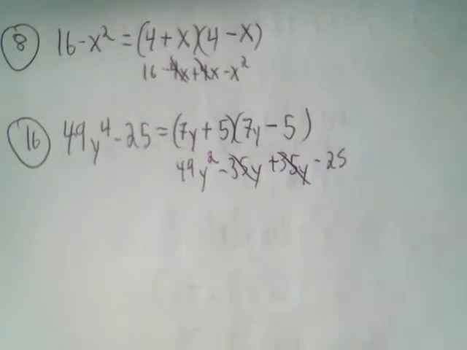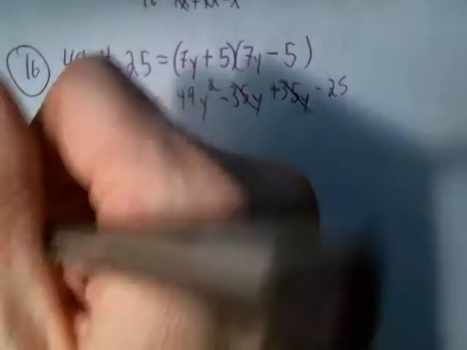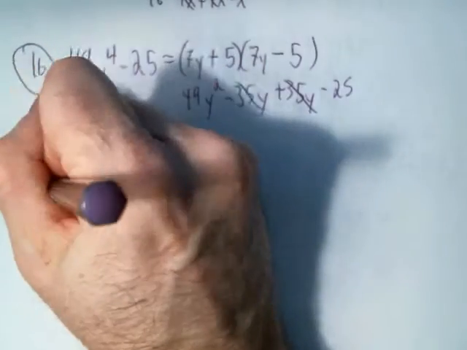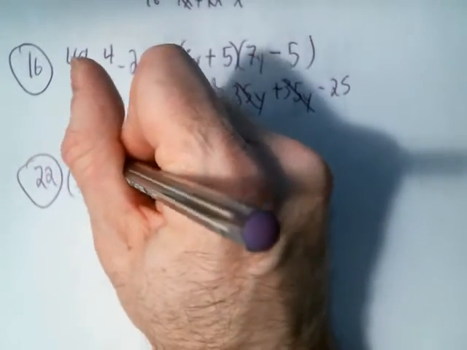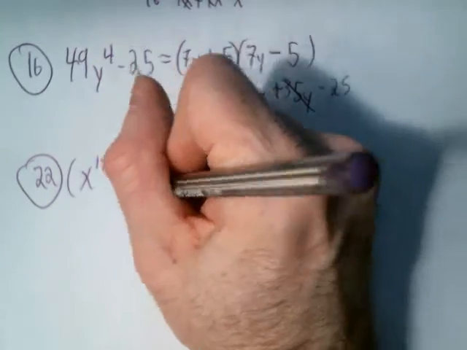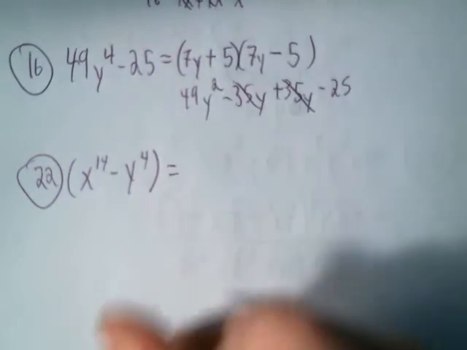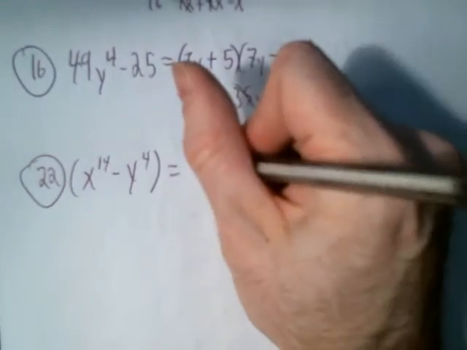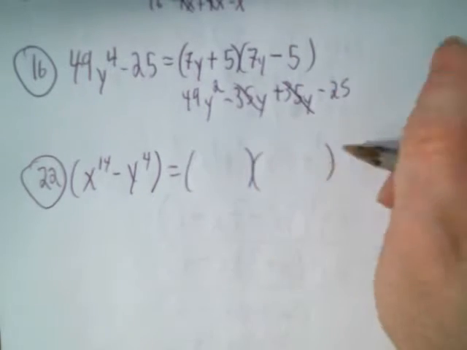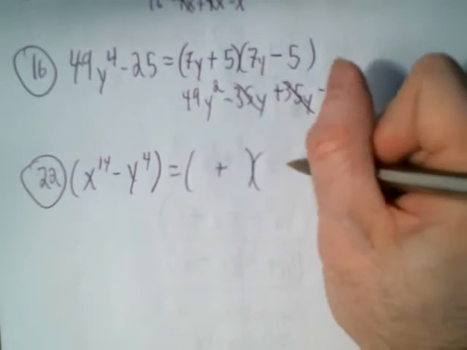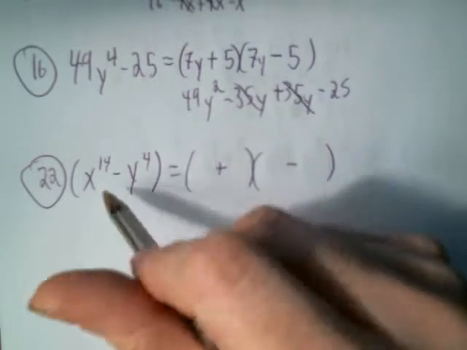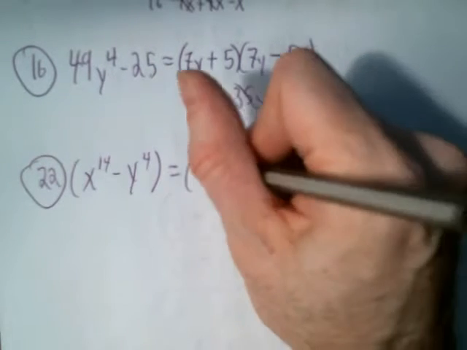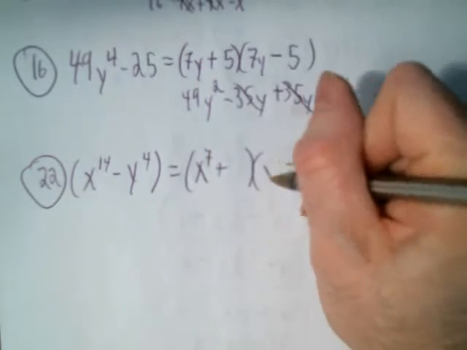Okay. Those, again, cancel out and we're good to go. So let's look at one now. Honestly, it has multiple variables. Number 22. You have x to the 14th minus y to the 4th. So to set it up just like before, it has to be plus and minus. And then to get 14, you're just going to go x to the 7th and x to the 7th.